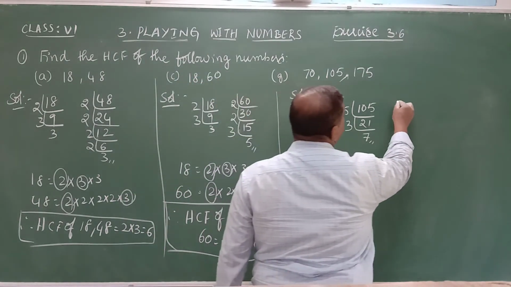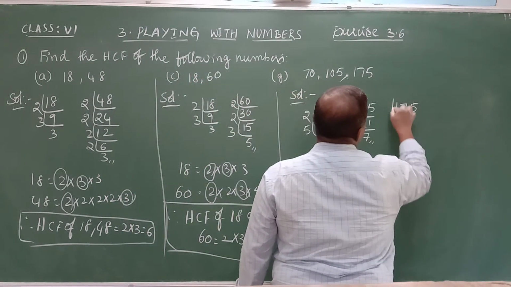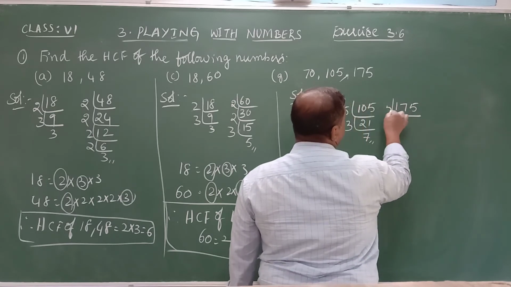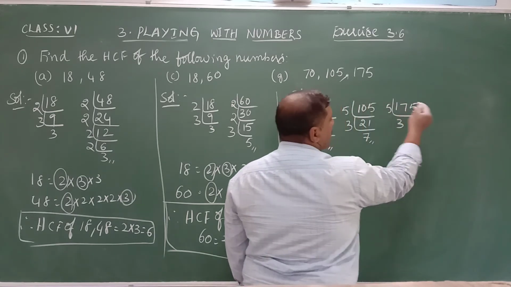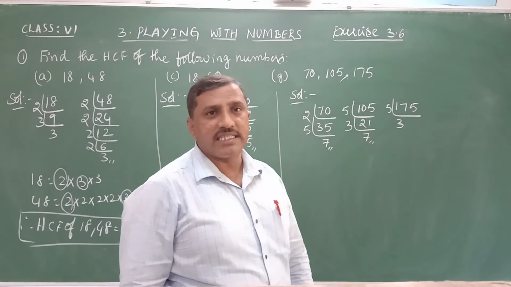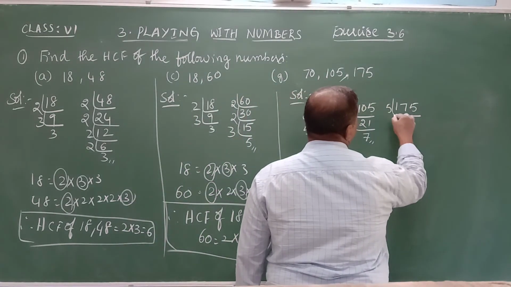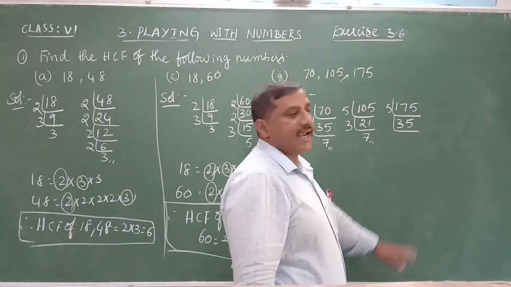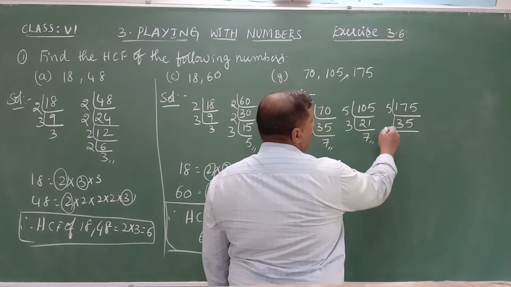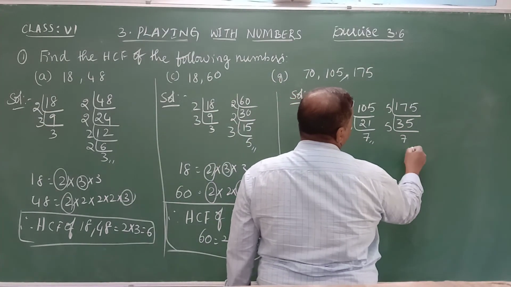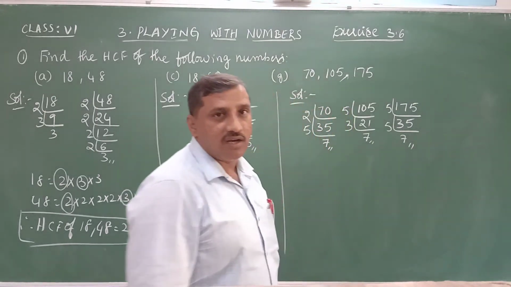Next, 175. So divide with what? Divide with 5. 5 3s are 15. 17 minus 15, it is 2. Bring 5, 25. 5 5s are 25. Again we have 5 in the units place. 5 7s are 35. 7, we got the last number.